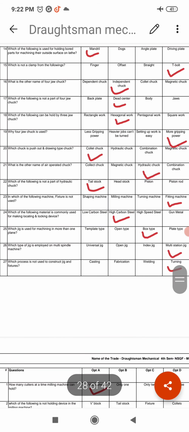Next question, which type of jig is employed on a multi-spindle machine? Answer is multi-station jig. Which process is not used to construct jig and fixture? Answer is turning.